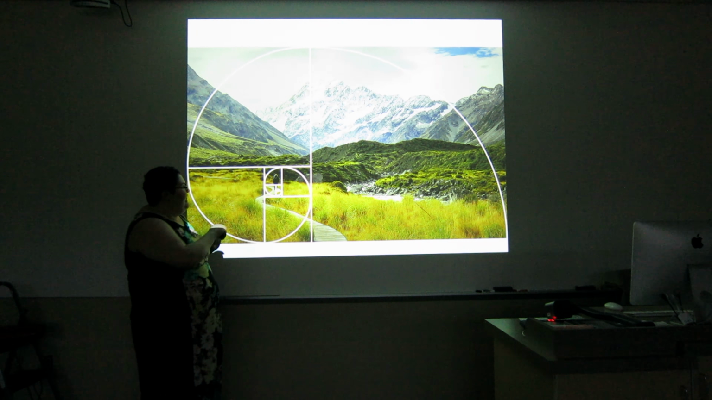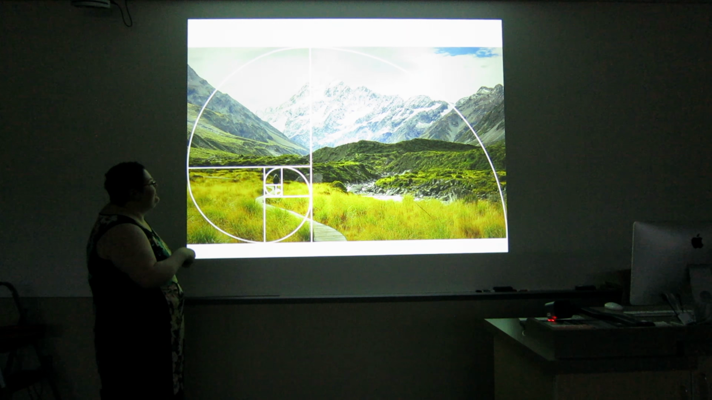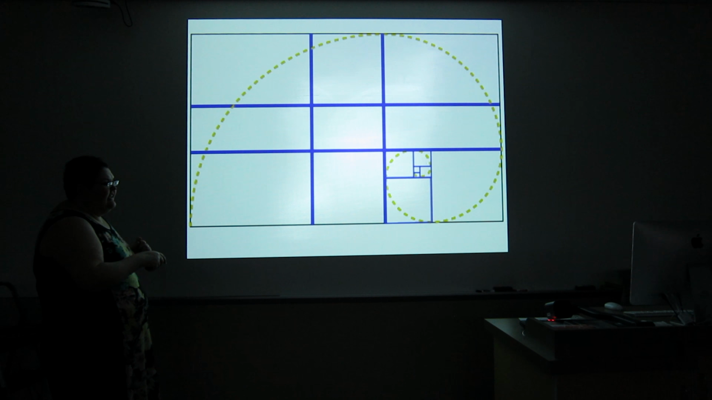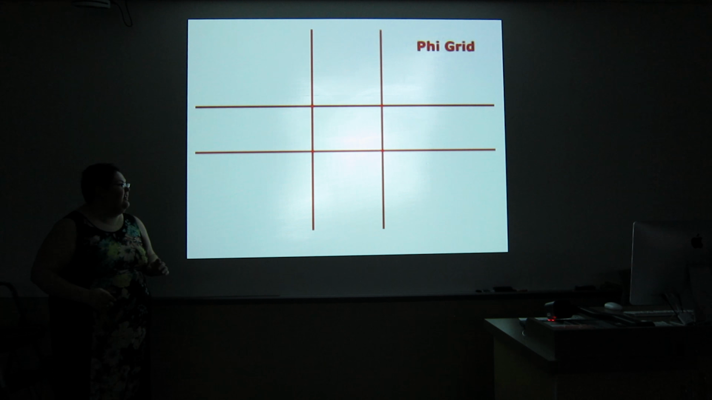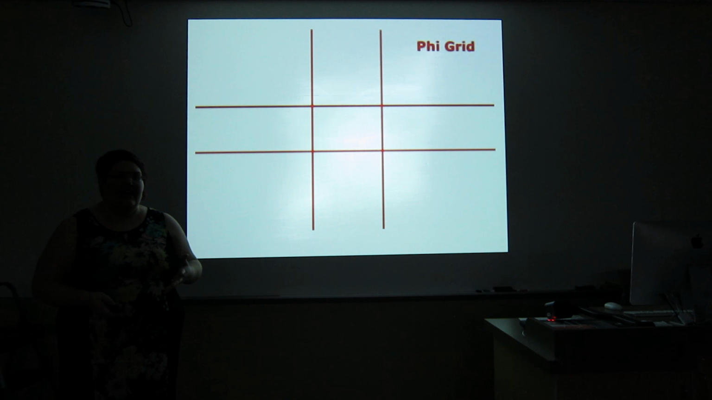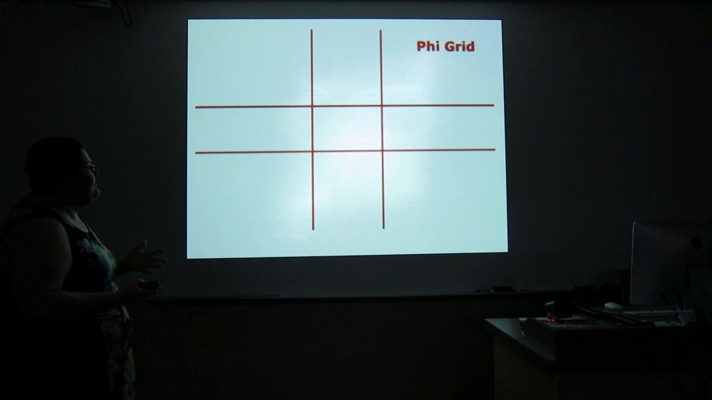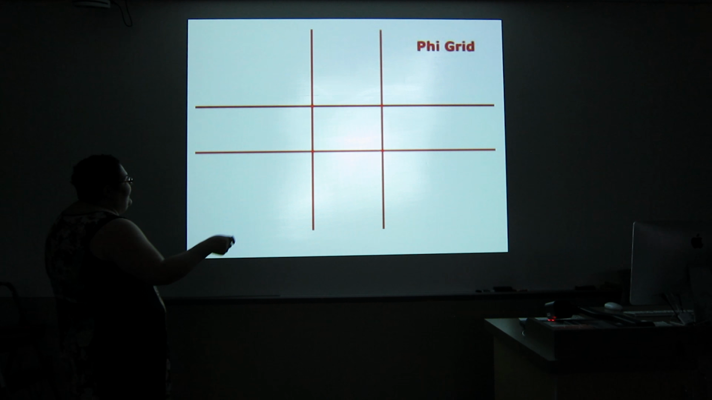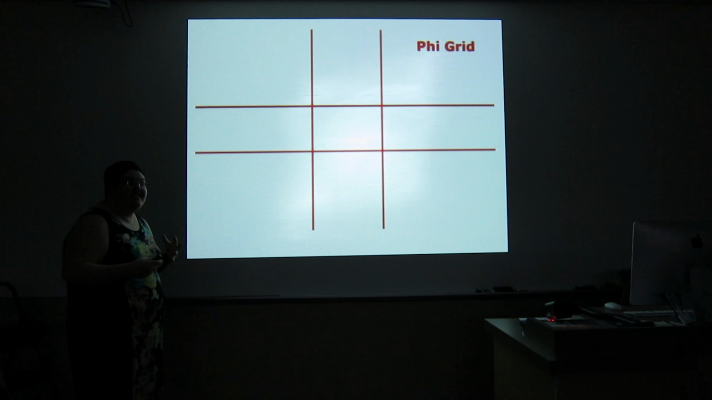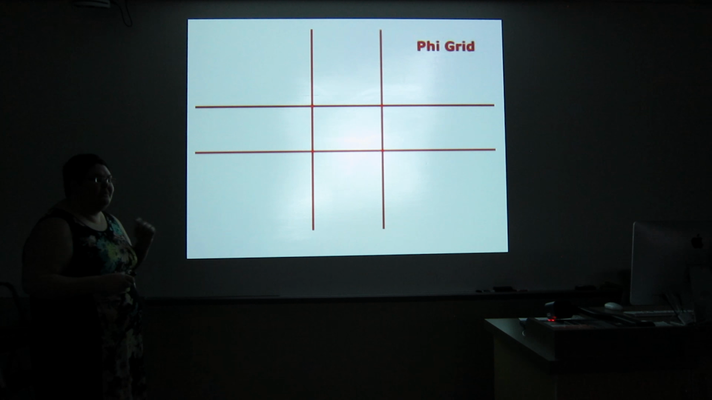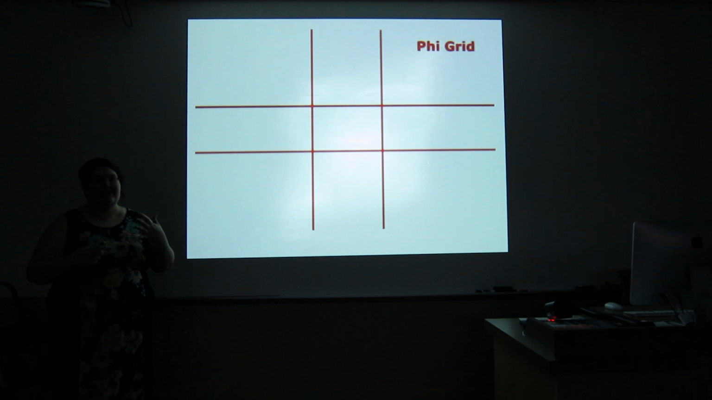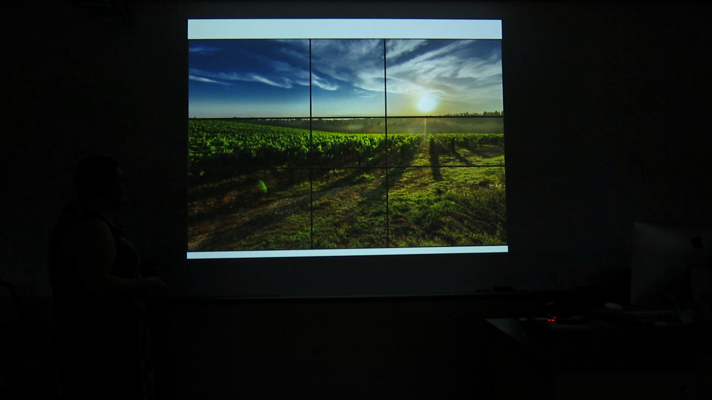In fact, if you take this spiral and you flip-flop it to the other corner, you create this grid that we call the phi grid. And the phi grid is just referring to the name of that golden ratio or that irrational number. And it creates a grid similar to the rule of thirds, and we'll look at that a little later. But this grid is extremely popular for landscape photography.